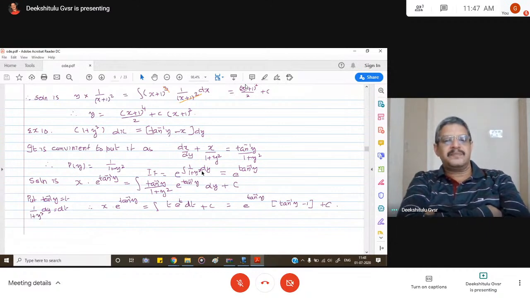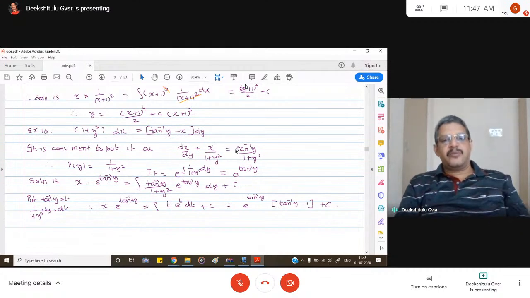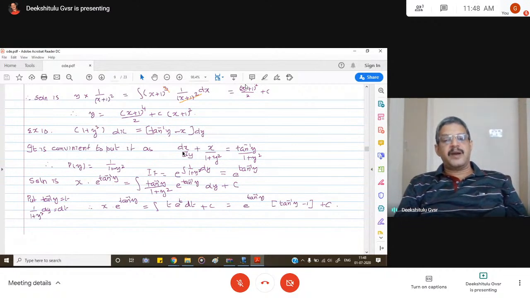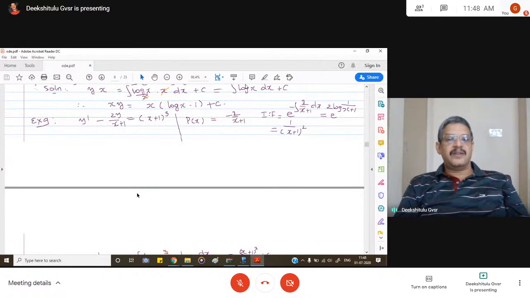That means the second form. So dx by dy is equal to, we divide throughout by dy and by 1 plus y square. So tan inverse y by (1 plus y square) minus x by (1 plus y square). Bring it to the other side: dx by dy plus x by (1 plus y square) is equal to tan inverse y by (1 plus y square). This is in the form dx by dy plus p of y into x is equal to q of y. So it's the second standard form.